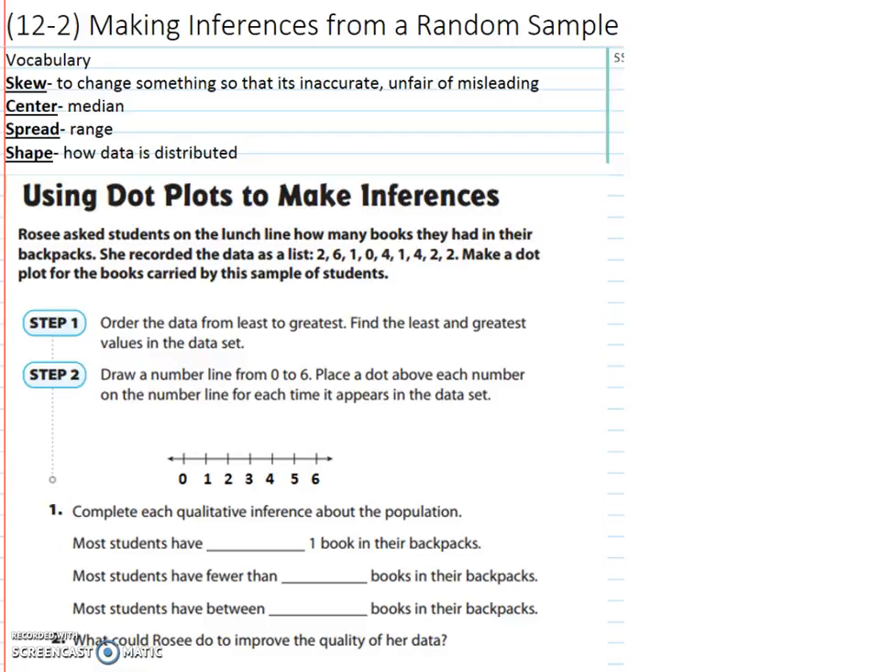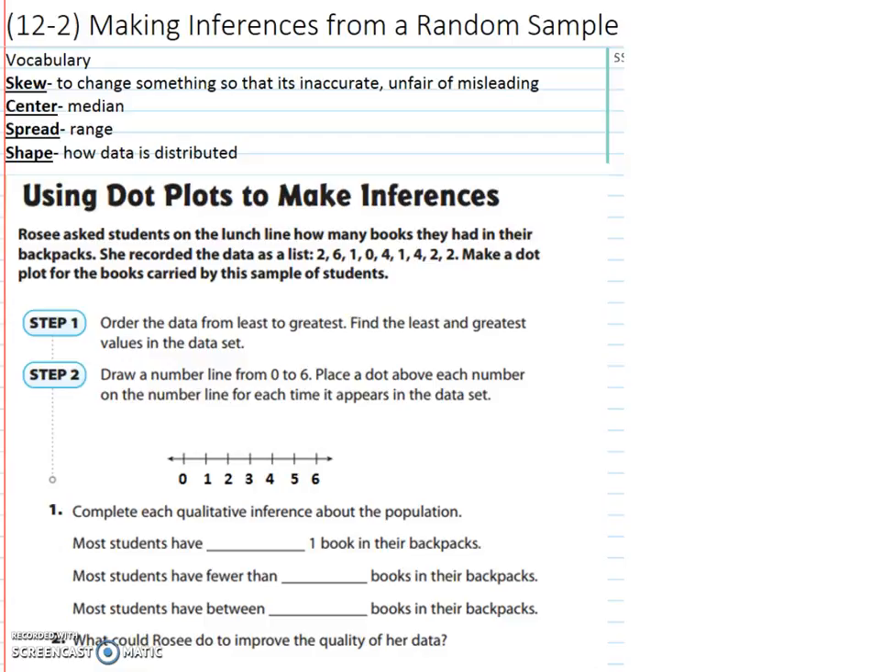Okay, using dot plots to make inferences. Rosie asked students on the lunch line how many books they had in their backpacks. She recorded the data as a list. Make a dot plot for the books she carried by the sample of students. So step 1, order the data from least to greatest. Okay, so let's do that first.